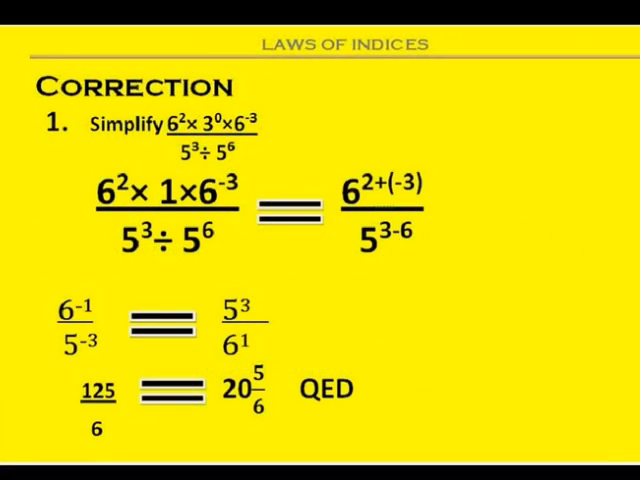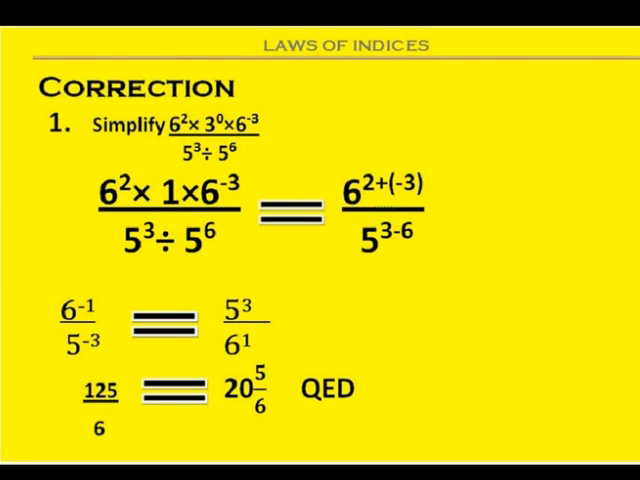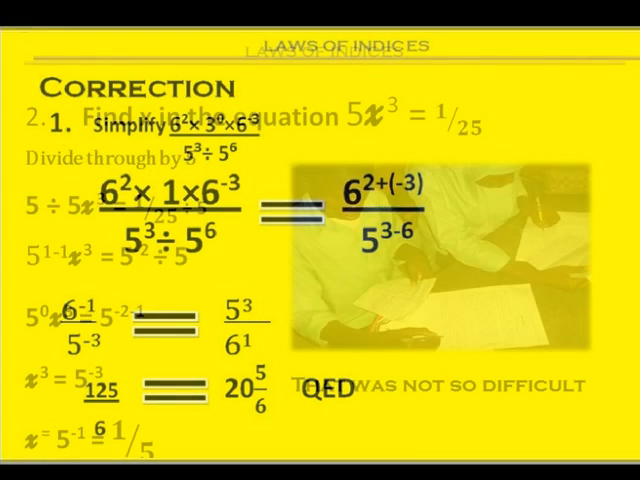Well, learners, I want to assume you have worked for 15 minutes and you might want to cross-check your work with the correction. Question number 1. Simplify 6 raised to power 2 times 3 raised to power 0 times 6 raised to power minus 3 divided by 5 raised to power 3 divided by 5 raised to power 6. Looking at the solution, you'll discover it was quite easily demonstrated.